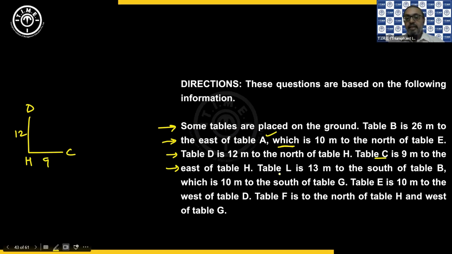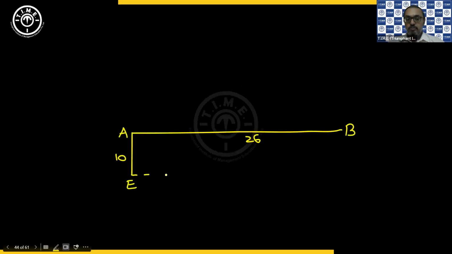Okay. Then table L is 13 meters south of B. So L is 13 meters south of B. So E is 10 meters south of A. Now we have L 13 meters, a little extra. South of B, you have L.